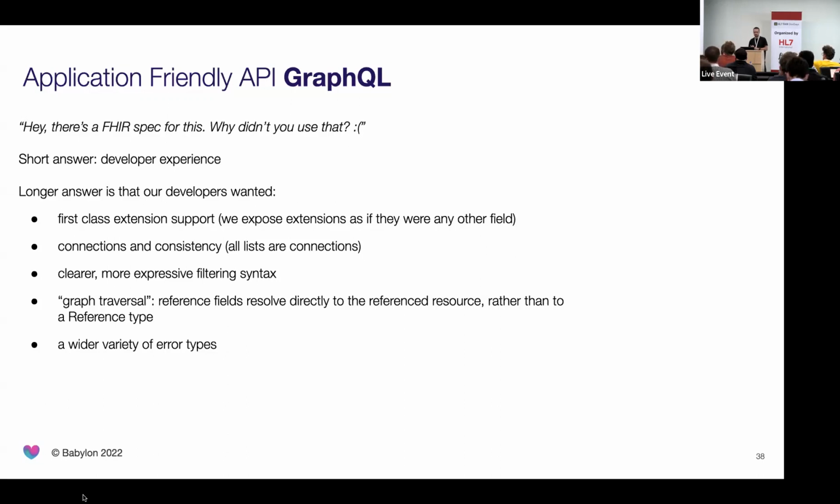So first is first-class extension support. We expose extensions as if they're any other field, because there's lots of stuff that you need in an app that is always going to be an extension in a FHIR resource, and it's more convenient to use when it's there. We make sure all lists are connections, which is useful for a lot of things. There's quite a nice little filtering syntax there. And I think probably one of the key things is that you can do graph traversal. So reference fields resolve directly to the referenced resource rather than to a reference type. Also, we have a bunch more error types than are supported in the other one.